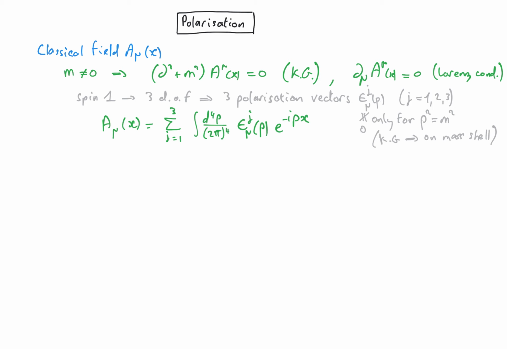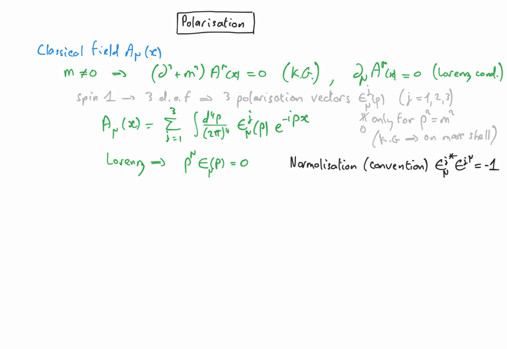We also have to obey the Lorentz condition, which implies that, and we also choose a convention for the normalization of the polarization vectors. Note that this is a normalization which holds for each vector epsilon j, so we are not summing over j here.